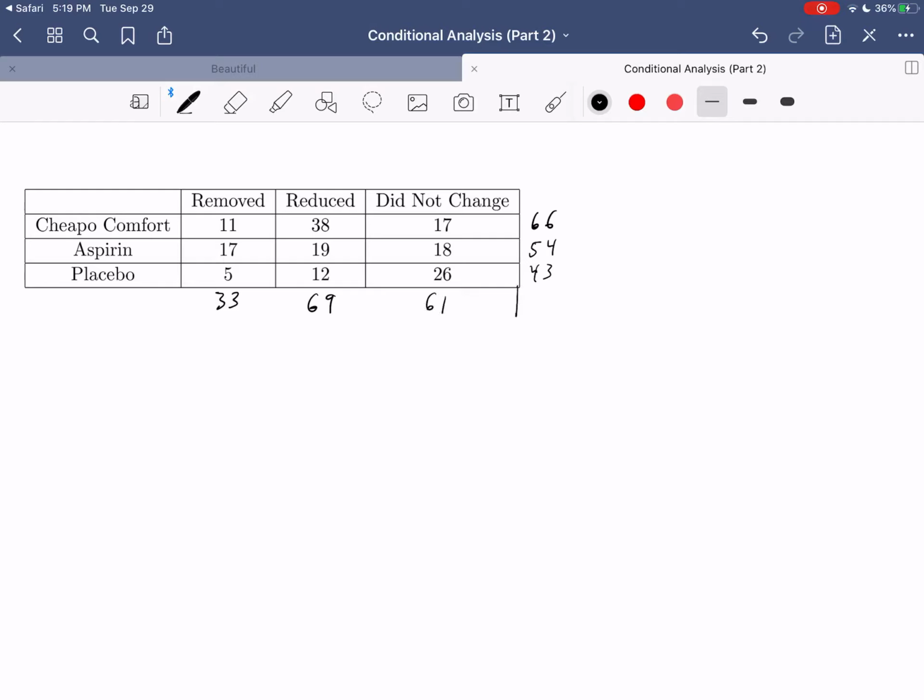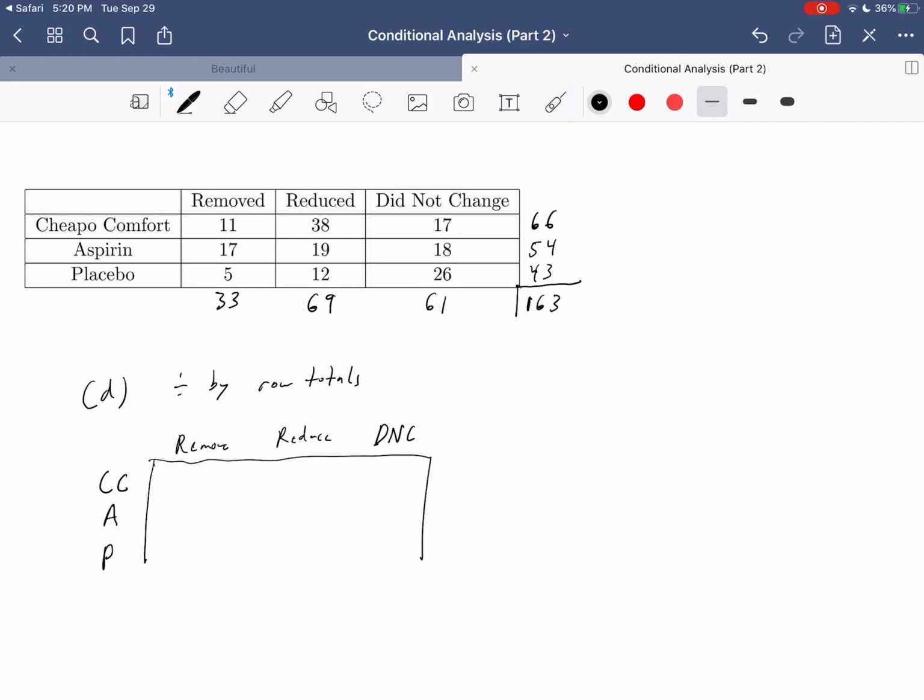61, and then our overall total was 163. Okay, so that's the data that we had there, and for this part D, we said we were going to go ahead and divide by the row totals. So we'll do a little bit of abbreviation. CC will be Cheapo Comfort, aspirin, and placebo, and then we'll have remove, reduce, and we'll just say DNC, I guess, did not change. Okay, so we'll go ahead and rebuild our table.